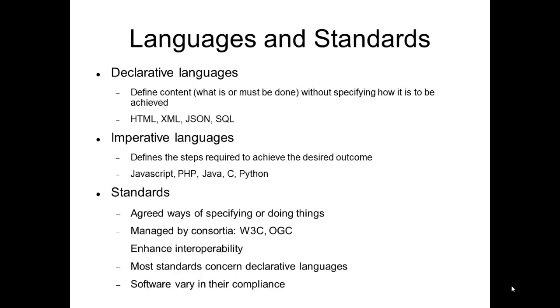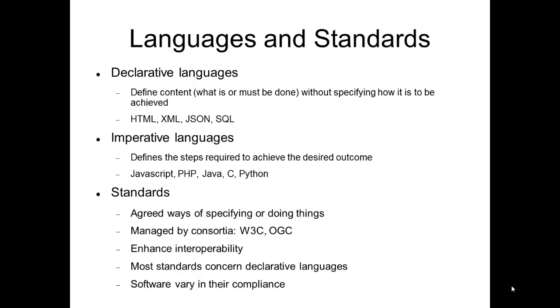Imperative languages define the steps required in order to achieve the desired outcome. This is what you would normally think of as a programming language. Python, PHP, Java, C, JavaScript. You tell the computer what to do, okay? And to be honest, it doesn't matter whether you remember that SQL and HTML are declarative languages or not, but it's useful to know the difference and recognize that these are in fact different things.